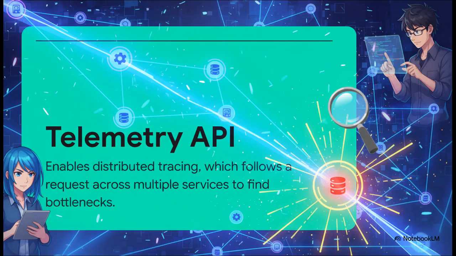And finally, think about this. In a microservices world, a single click from a user might trigger a request that travels through 10, 20, or even more different APIs. If something slows down, where's the problem? It's like finding a needle in a haystack. The Telemetry API is the solution. It enables distributed tracing, which gives you this incredible X-ray vision to see the entire journey of that one request, making it possible to find bottlenecks and fix those really tricky bugs.